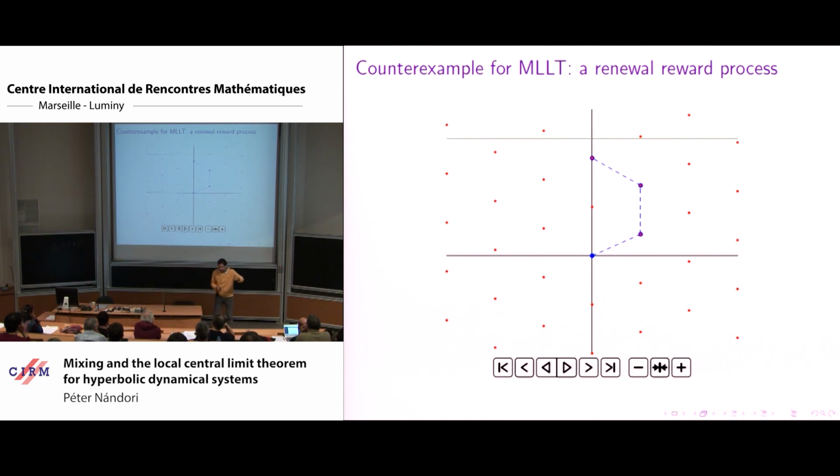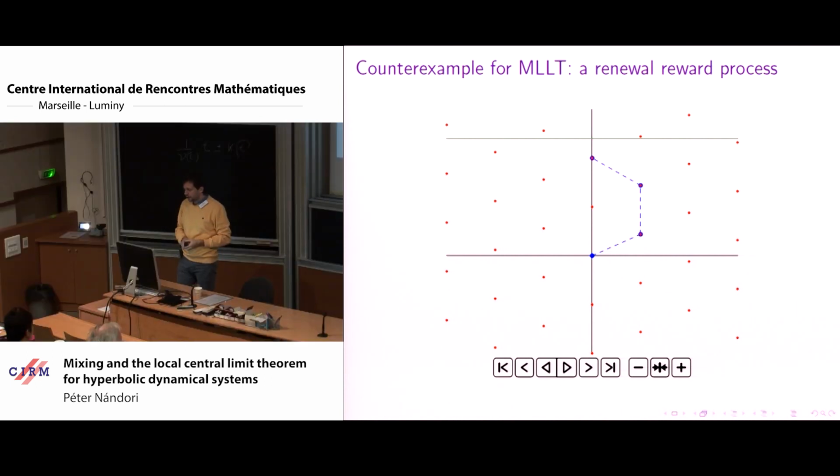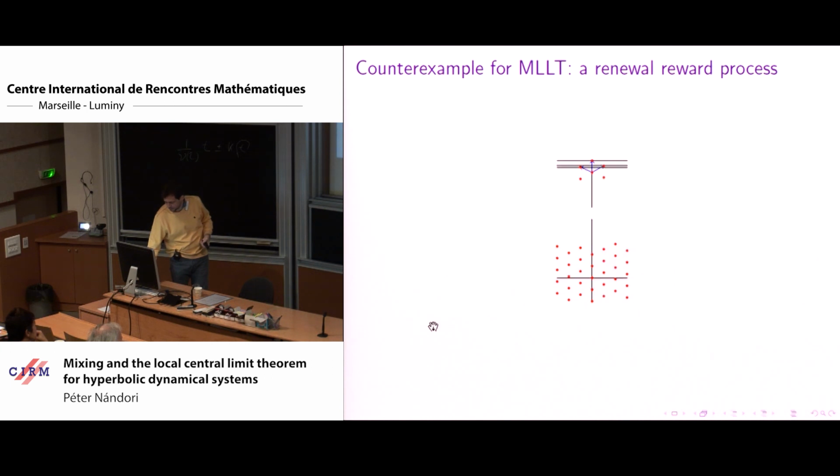Basically, what a renewal reward process is, is that you look at the first coordinate at continuous time t. Okay? And this fits into the framework of what I said before. It's a suspension over a Bernoulli shift. So it makes sense to ask about the MLLT, and I just tried to explain why the MLLT fails in this case.